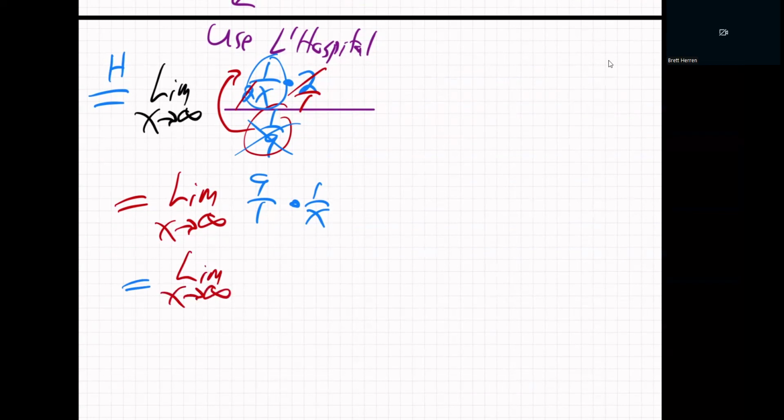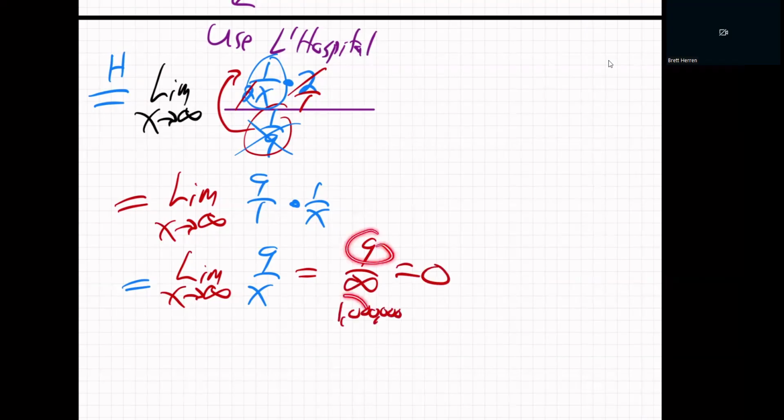So then this is the limit as x goes to infinity of 9 over x. Now what's that? 9 over infinity. What's 9 over infinity? It's 0. Remember, infinity is like a million, a billion, a trillion. If I say I'm going to give you 9 millionths of a candy bar, that means the candy bar is cut into a million or billion or trillion little pieces to give you 9 of them. That's basically nothing. There's no candy bar. So our answer is 0.